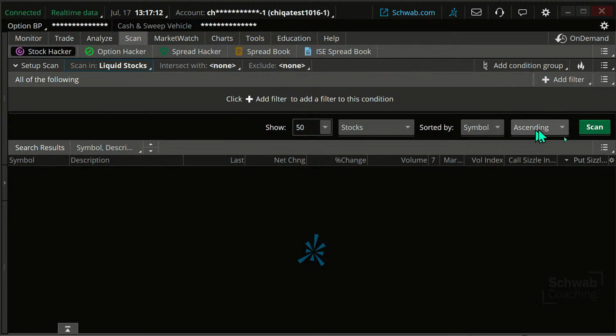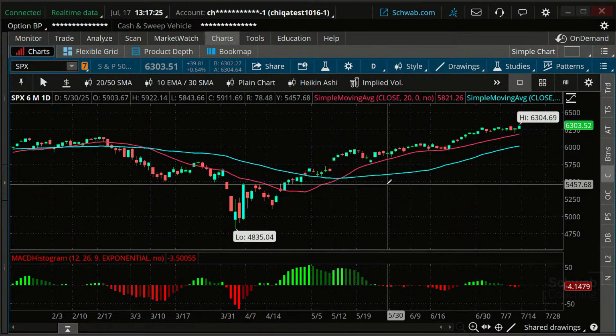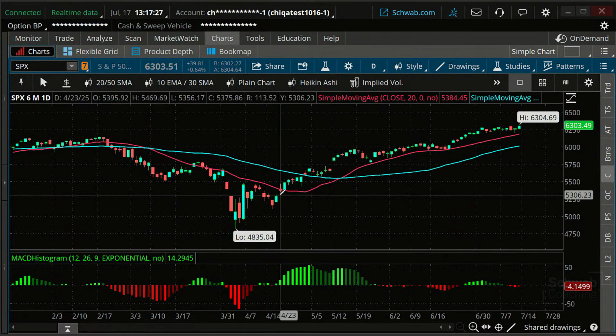Now, if I were just to run this scan right now, I'm not going to, we'd come up with 49 stocks probably. That's what our initial scan was. But now we're going to turn this into a bullish scan. So what I'm going to be doing is looking for bullish stocks. This is just the S&P 500 right now.